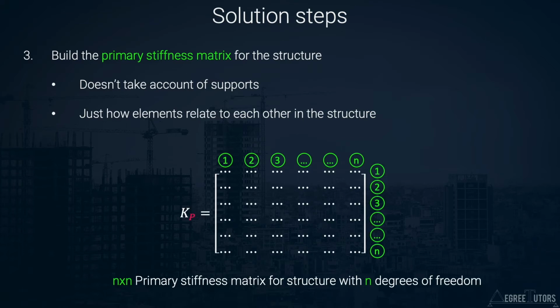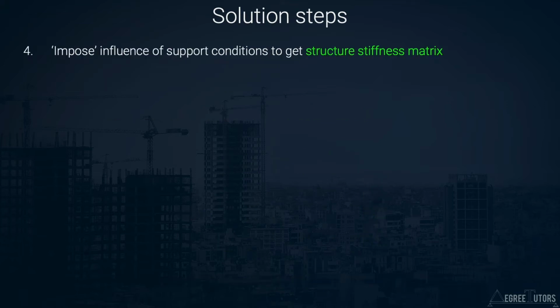So the primary stiffness matrix is an n by n matrix where n is the number of degrees of freedom in our structure. Now remember, we're typically going to have 3 degrees of freedom at each node, and so whatever number of nodes you have, multiplied by 3, gives you the size of the primary stiffness matrix. Then we impose the influence of our support conditions on the primary stiffness matrix in order to get what we call the structure stiffness matrix.